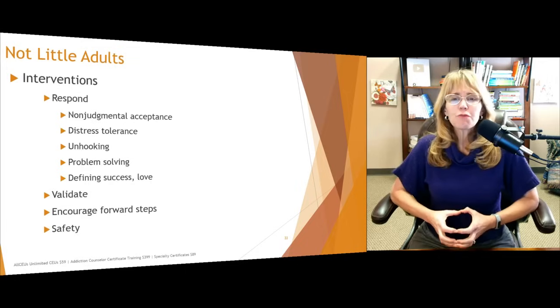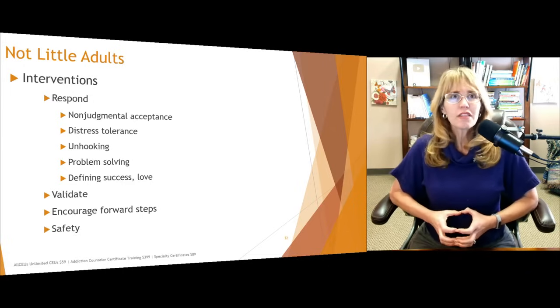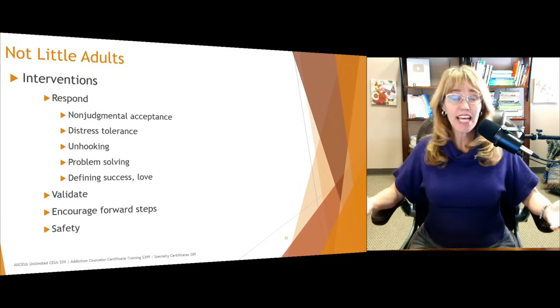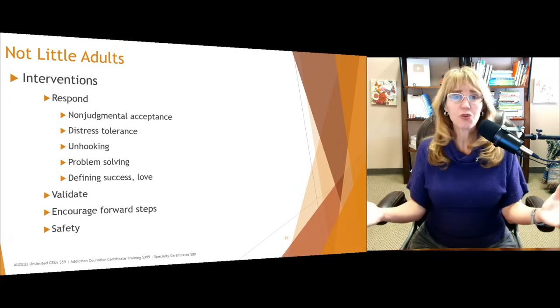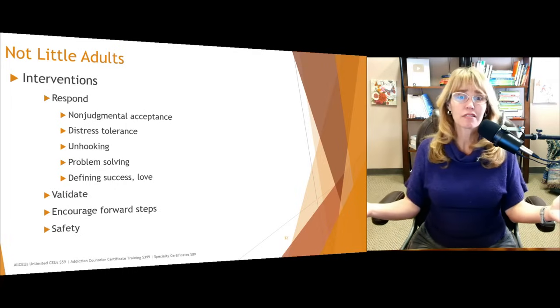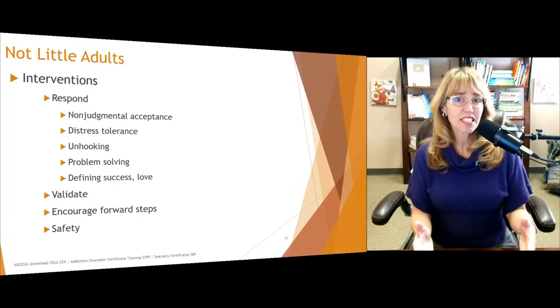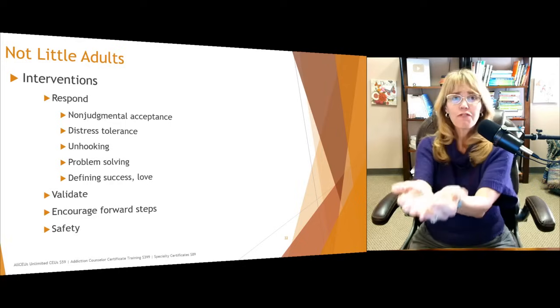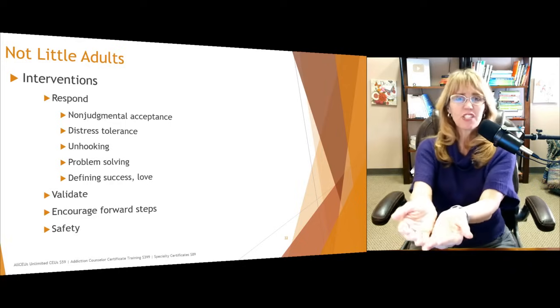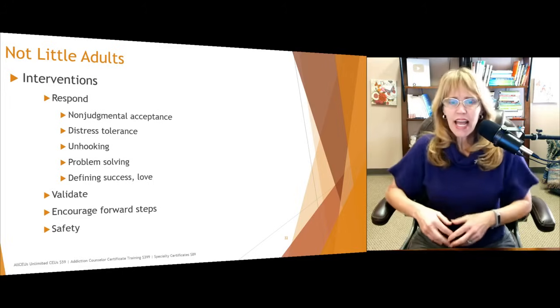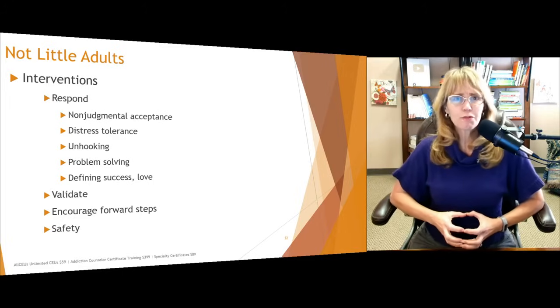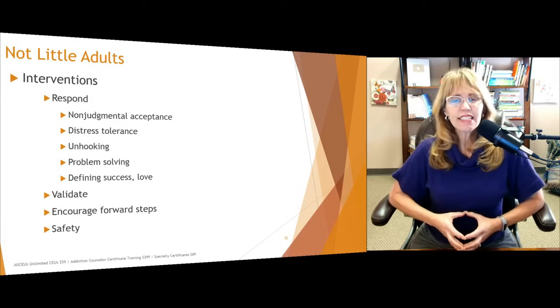Interventions. We want to respond with non-judgmental acceptance and help them with non-judgmental acceptance. They identify what's going on, how they're feeling, what they're thinking, the situation, and they're like, okay, it is what it is. Engage in distress tolerance activities. Unhook from it. So I've got this problem, or I've got this feeling, or this issue. Here it is. Now, let's move on to problem solving. What am I going to do with it? And that may involve exploring exactly what that is in context.